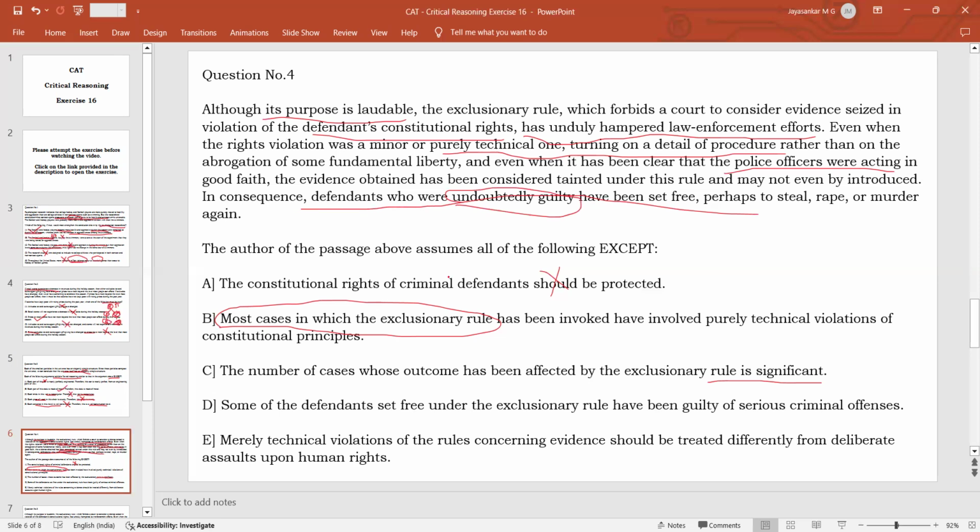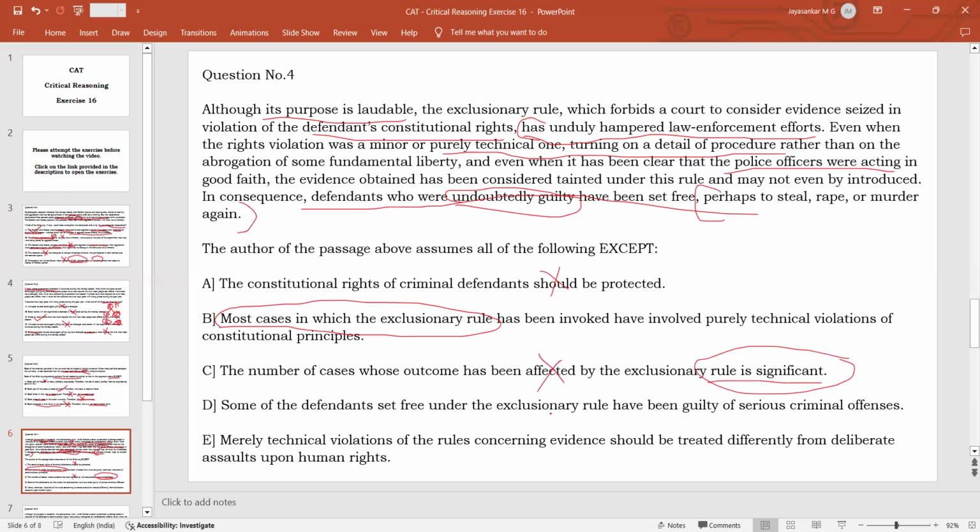So, what is the meaning here? He is arguing that there are cases in which the exclusionary rule has affected the outcome, and it is significant. That is why he is making the argument. If the number of cases in which the rule has affected the outcome is not significant, he would not be making it. That is why he says that it has unduly hampered the law enforcement efforts, and people who are undoubtedly guilty have been set free. And what will they do? They will again steal, rape, or murder. So he definitely feels that this rule has affected the outcome of many cases in which people should have been punished, but they are not punished. So this is a good assumption made by the author. Since it is a good assumption, not our answer.